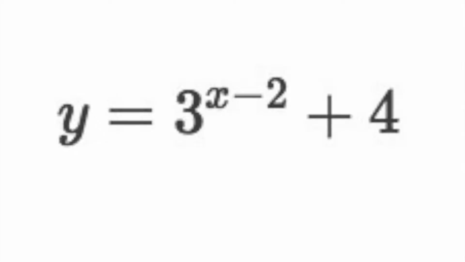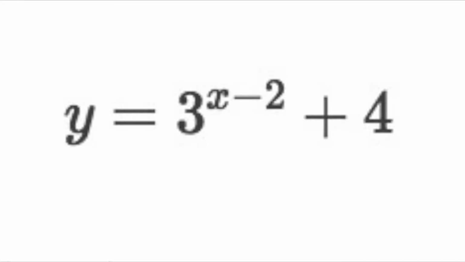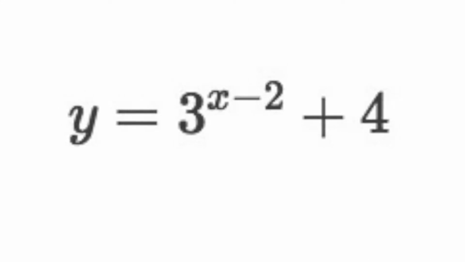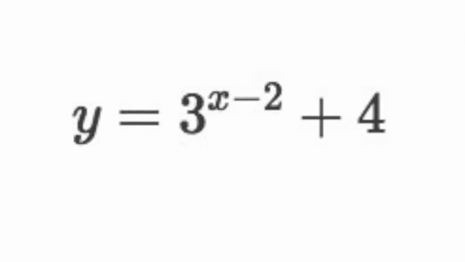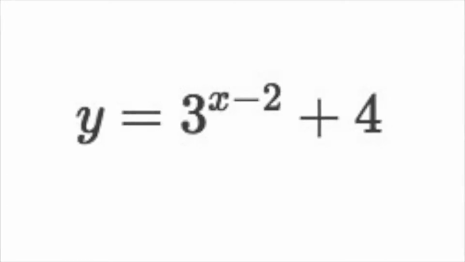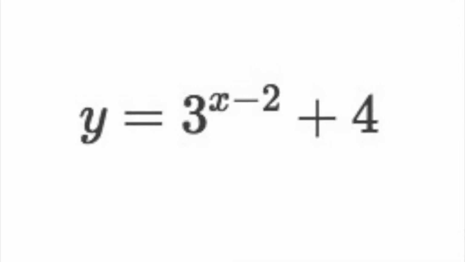This is an example of an exponential function. The x minus 2 means that starting from the characteristic point in the basic graph, you will move 2 units to the right, because you equal it to 0, making the sign change. The plus 4 means that you will move the graph 4 units upward.